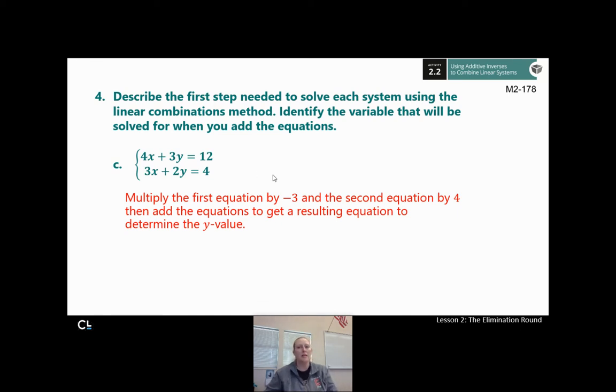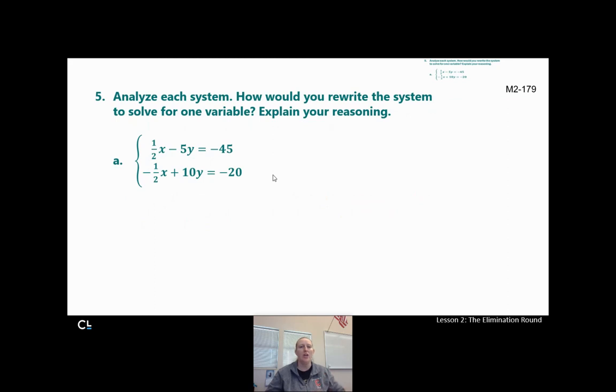So along these same lines, for question number 5, you're not going to solve these. I want you to tell me how you would rewrite these systems of equations, or maybe you don't need to rewrite these equations, I'm not sure. But I'd like you to analyze each of these systems on number 5, A through E. And it's kind of like what we did with 4, what's your first step? Tell me, how would you rewrite these systems to solve for one variable?